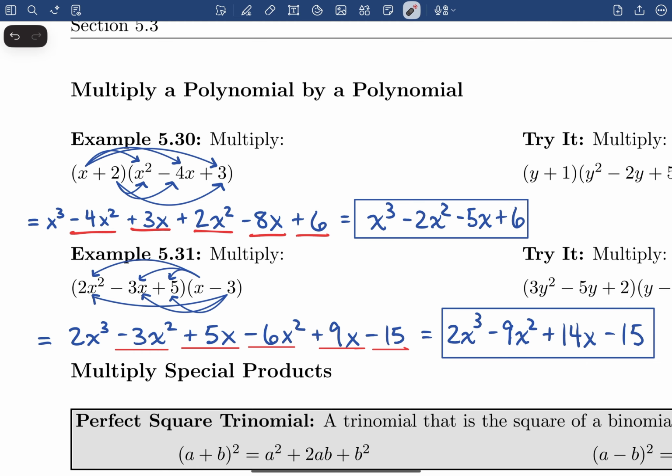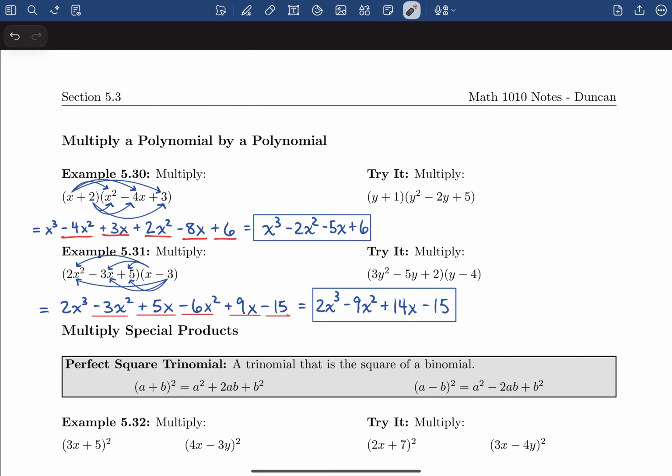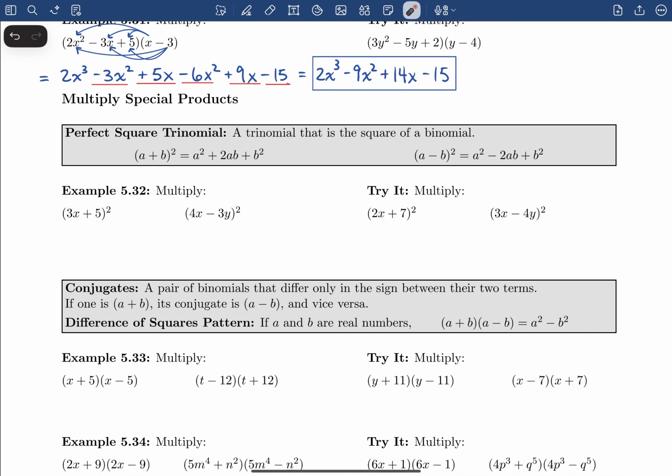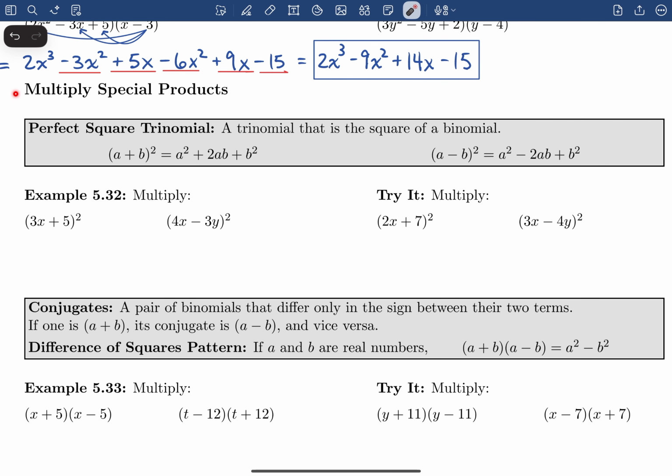Okay, there we go. So from here, our goal is to show you some special products, some special cases when we multiply polynomials together. And so let's discuss a couple special products of multiplying polynomials. Now, there's something called a perfect square trinomial, and that's a trinomial that is the square of a binomial. Let's describe it a little bit for you.